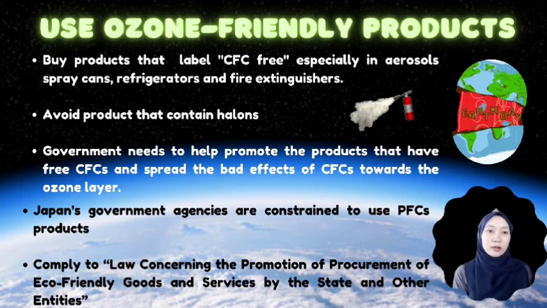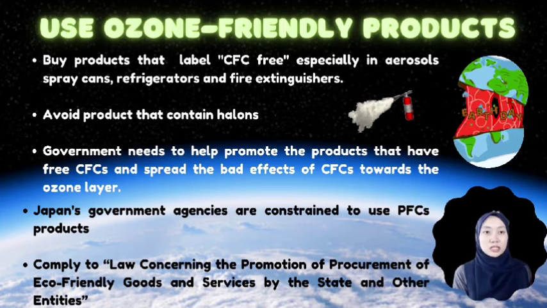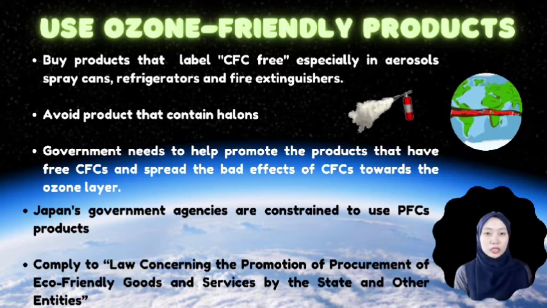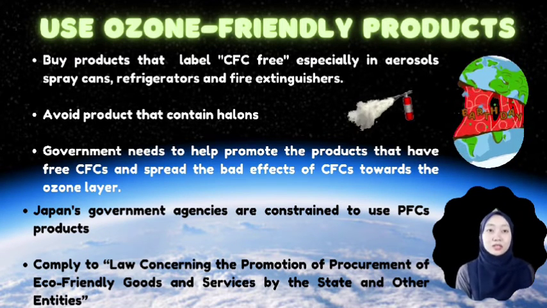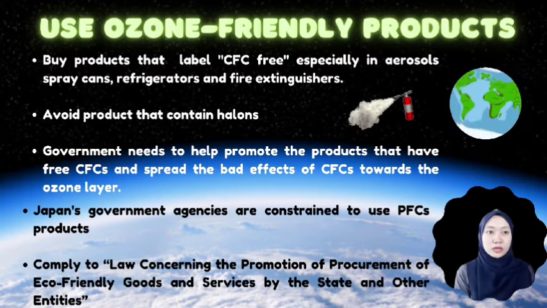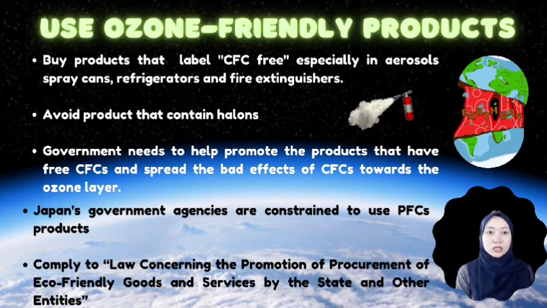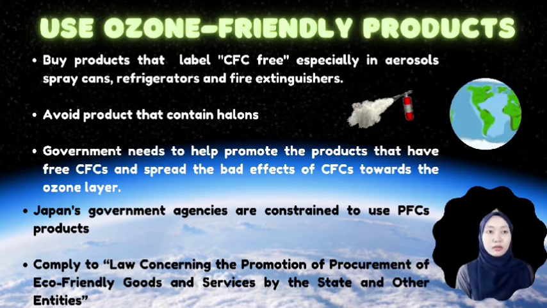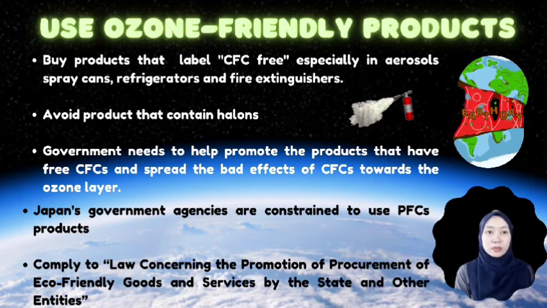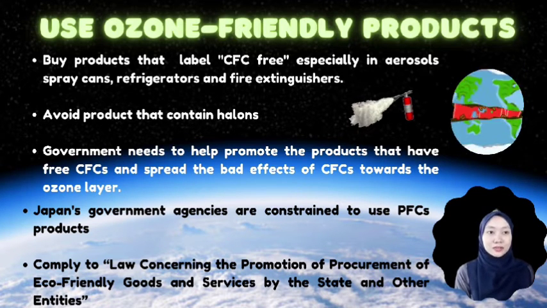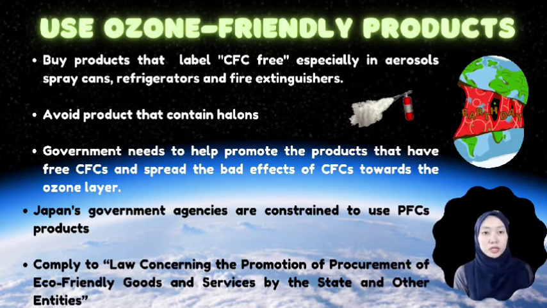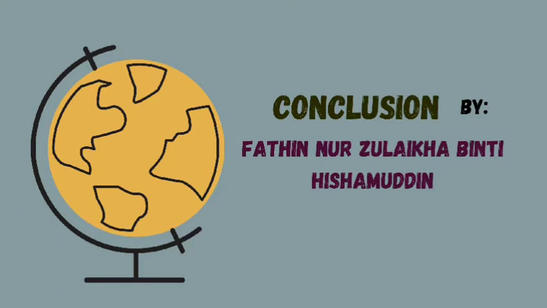The government needs to help promote products that are CFC-free and spread awareness of the bad effect of CFCs toward the ozone layer. For example, in Japan, government agencies are required to use CFC-free products, following the law concerning the promotion of procurement of eco-friendly goods and services by the state and other entities. Other countries also need to emulate how Japan does it to preserve the ozone layer.